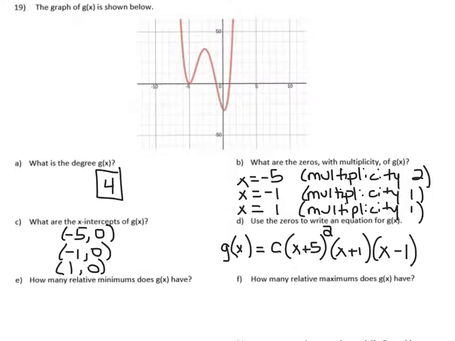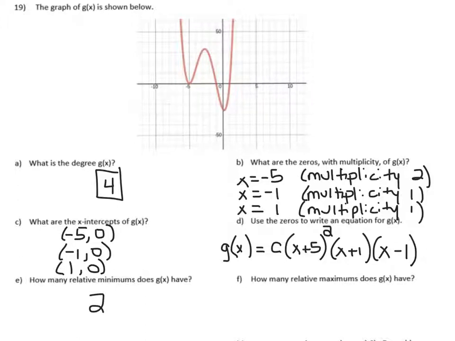Okay, letter E. Letter E just wants to know how many relative minimums does g of x have? So the relative minimum is just the minimum point within a specific area of the graph. So it looks like we have a relative minimum right here and a relative minimum right here. So we could say we have two of them.